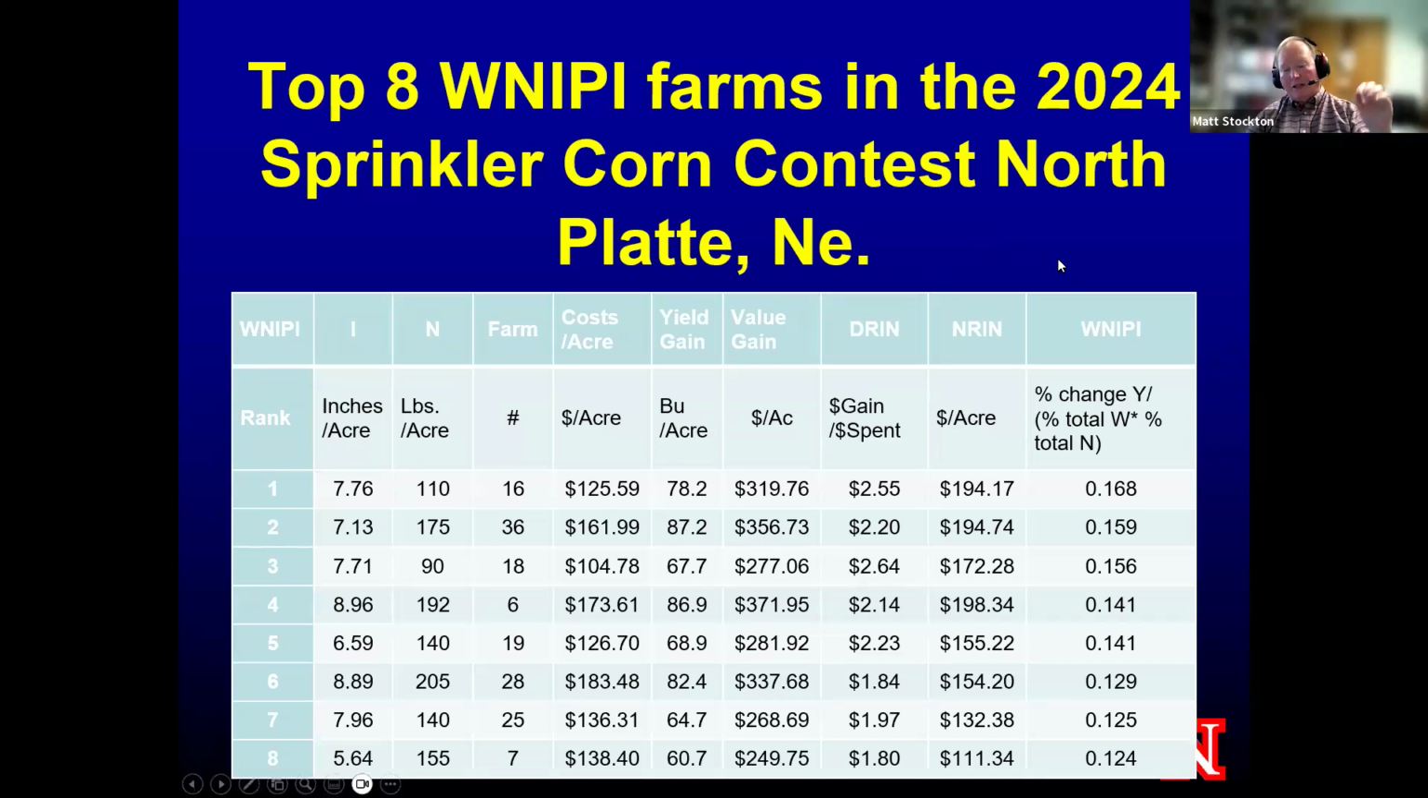Years can vary because of the weather conditions and some other things. But then you go over that and say, how many bushels did I gain by putting on my fertilizer? How many bushels did I gain by putting on my water and fertilizer together? And that's what the WNIPI does. And then you can look at, okay, what is my efficiency in dollar values? In other words, for the money I spent, what did I get back? And that's what the DRIN without a K is.